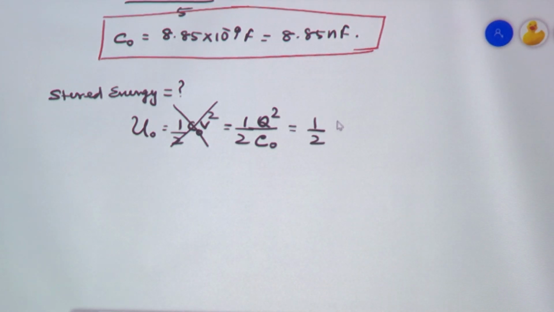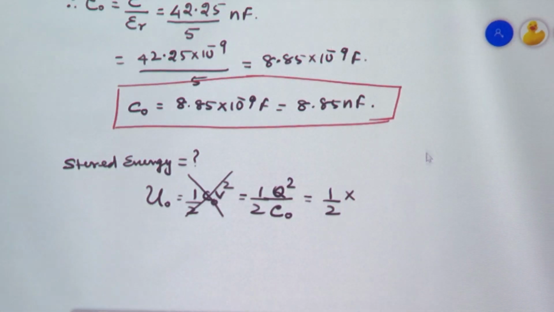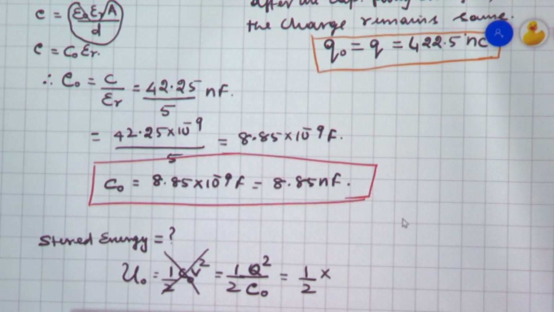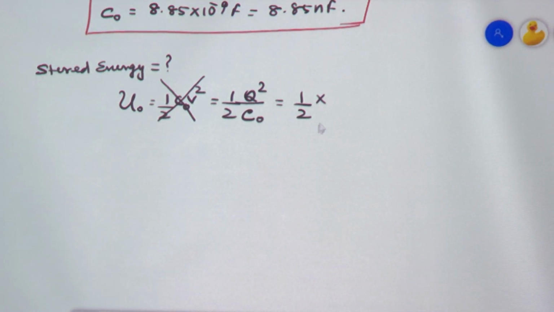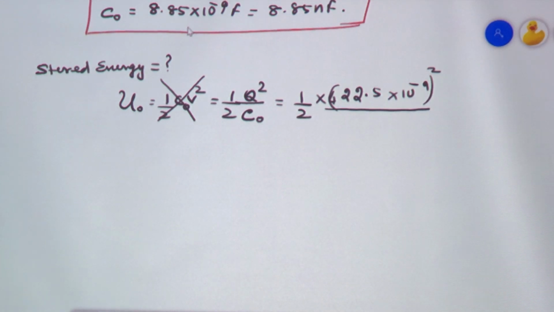So half into, what is the charge stored? Here I have written the charge stored is 422.5 nanocoulomb. So I can write it as half into 422.5 into 10 power minus 9, the whole square, divided by C0. What is C0? We have calculated C0 as 8.85 into 10 to the power of minus 9. So you simplify this and you get an answer. That is one method, or we can go another way.